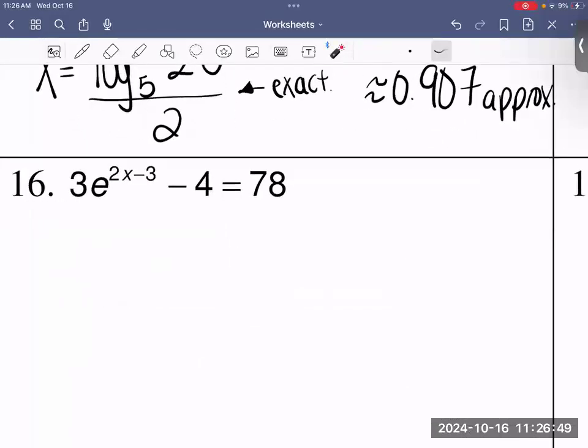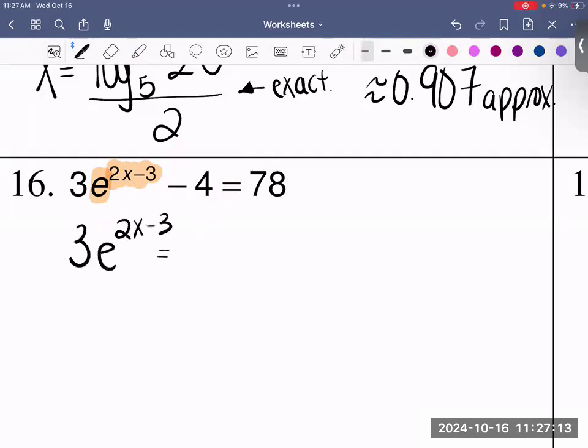Before we evaluate one like this, we want to make sure that before we take any sort of logarithm, our exponential term is all alone on one side. Our exponential term being e raised to 2x minus 3, we want this to be alone. So before that, we need to add the 4 to the other side. Adding 4 to the other side, we get 82. Then divide both sides by 3.